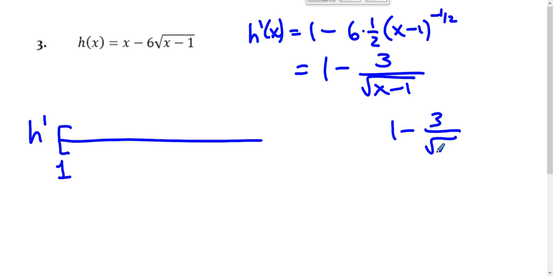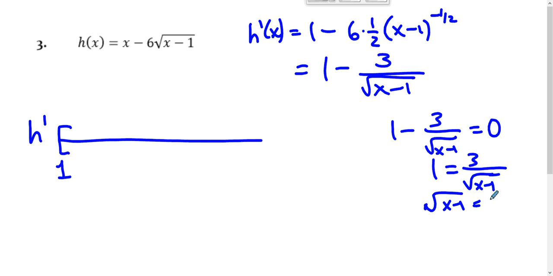Well, you can try to figure out where this is 0. Kick that over to the other side. Looks like x is 10. That's an existential problem. Never mind, I'm all done.